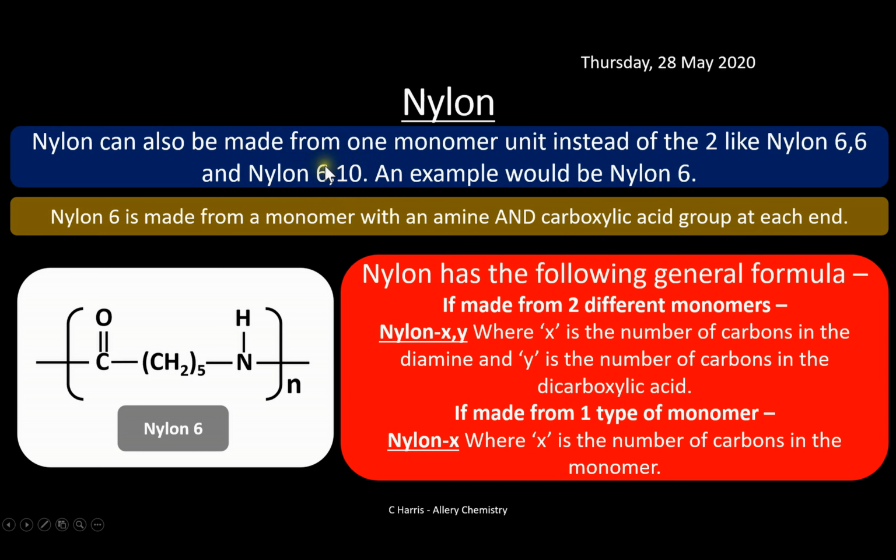So whatever that first number is, that's the amount in the diamine, and the second number is the amount in the dicarboxylic acid. In one type of monomer like this here, it's really straightforward, it's just the number of carbons in that monomer. So this is nylon 6 because it has 6 carbons in this monomer unit here. Okay, so it's a lot more straightforward.